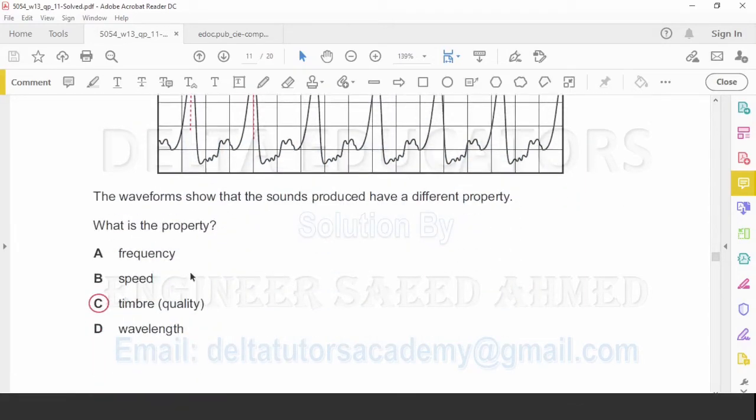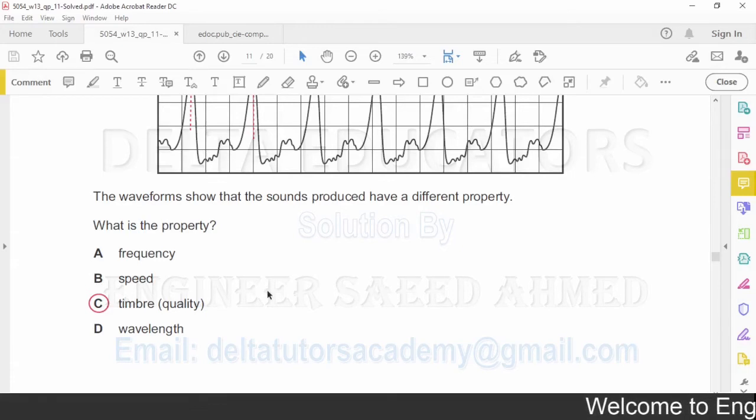Option A frequency, option B speed, option C quality, option D wavelength. Here we have noticed that frequency, speed and wavelength is same in both the waveforms. The only difference is about quality. What is quality? Quality of sound is the property of sound because of which we can distinguish two different sounds of same pitch and of same amplitude.